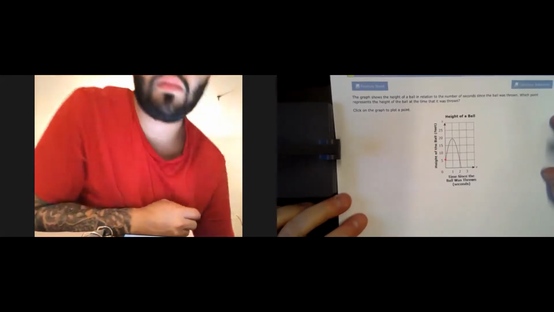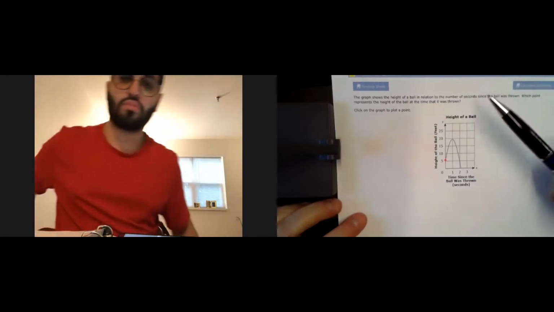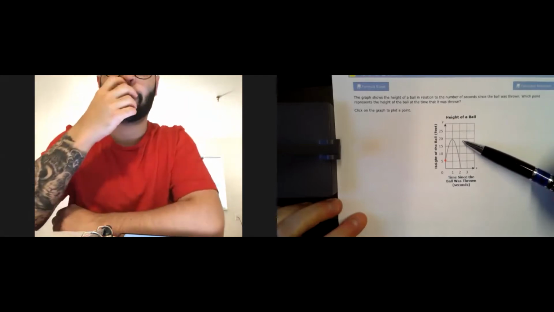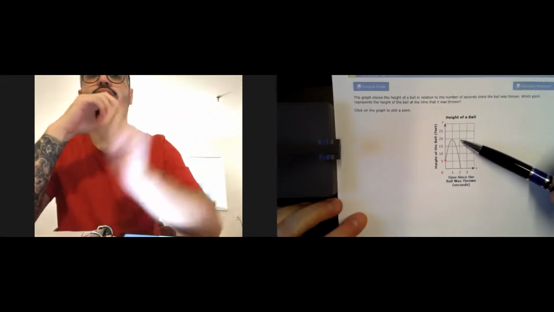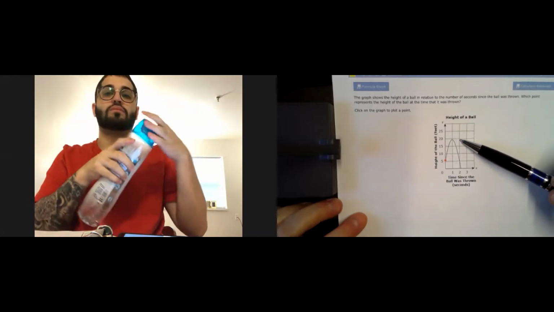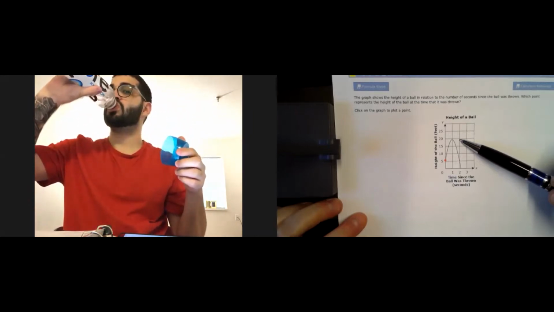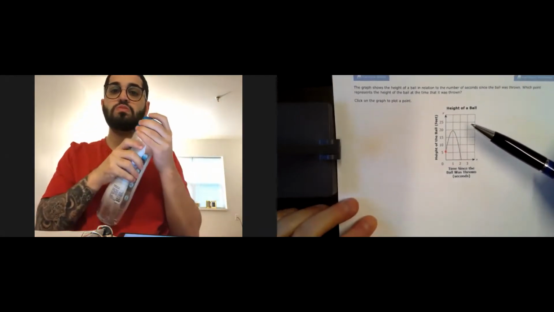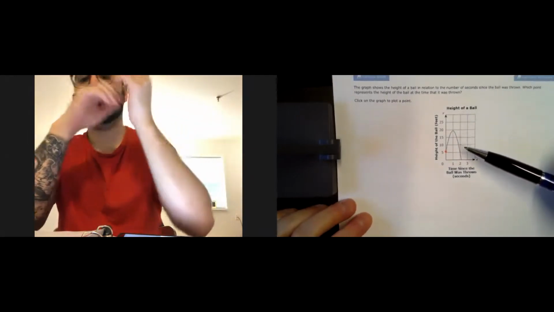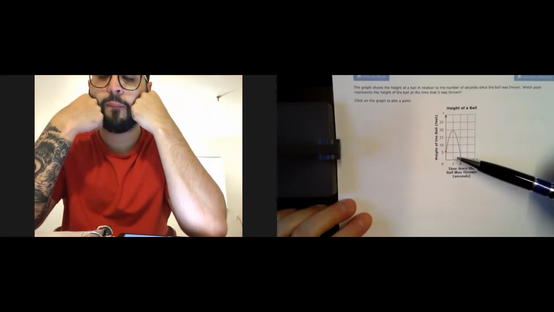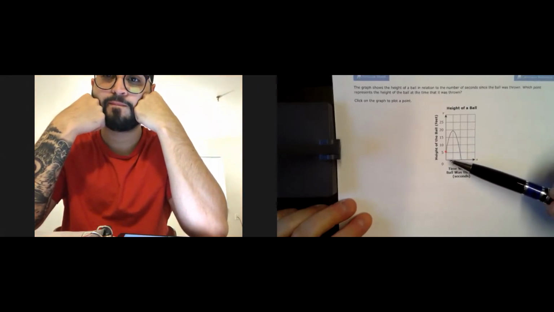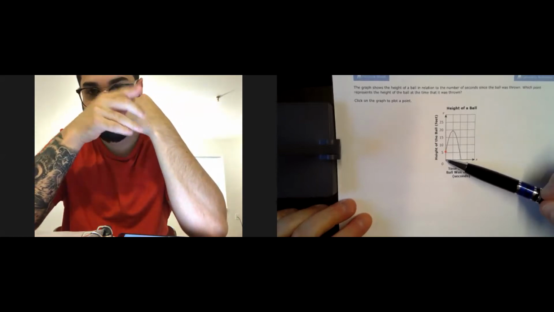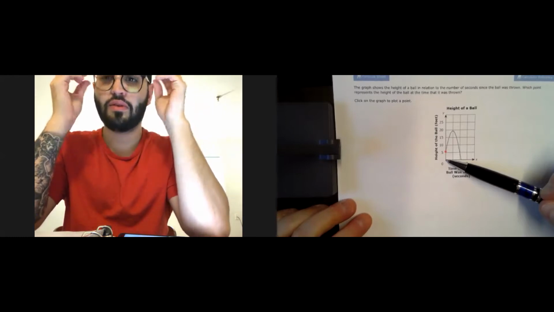All right. Let's look at this one. The graph shows the height of a ball in relation to the number of seconds since the ball was thrown. Which point represents the height of the ball at the time the ball was thrown? Click on the graph to plot the point. So as soon as the ball is thrown, that would be 0, correct? Oh, I thought it was 5.